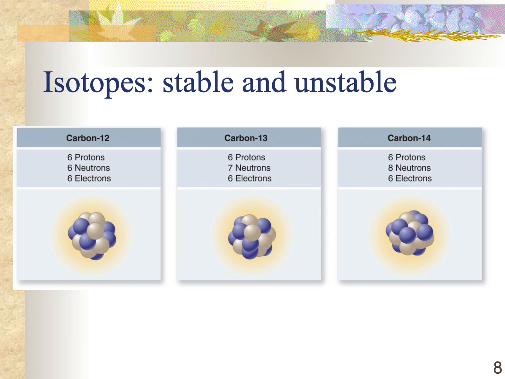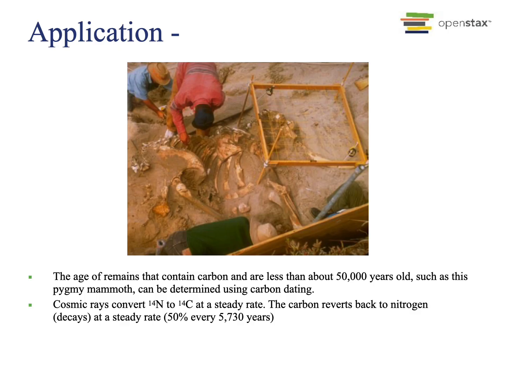This is important. Radioactive isotopes can be used to date things because they decay at known rates very slowly. Nitrogen 14 is converted to carbon 14 at a steady rate by cosmic rays. That carbon 14 will revert back to nitrogen. Approximately 50% of it will revert back every 5,000 years. So you can measure the amount of carbon 14 in something, and it'll tell you how old something is.